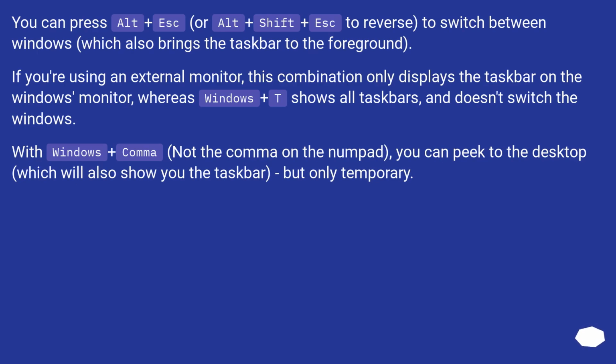You can press Alt plus Escape, or Alt plus Shift plus Escape to reverse, to switch between windows, which also brings the taskbar to the foreground. If you're using an external monitor, this combination only displays the taskbar on the Windows monitor, whereas Windows+T shows all taskbars, and doesn't switch the windows. With Windows plus comma, not the comma on the numpad, you can peek to the desktop, which will also show you the taskbar, but only temporarily.